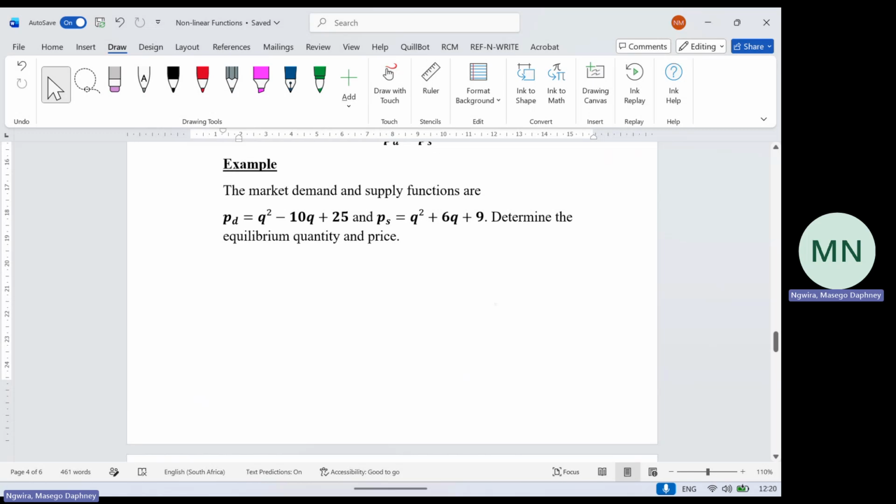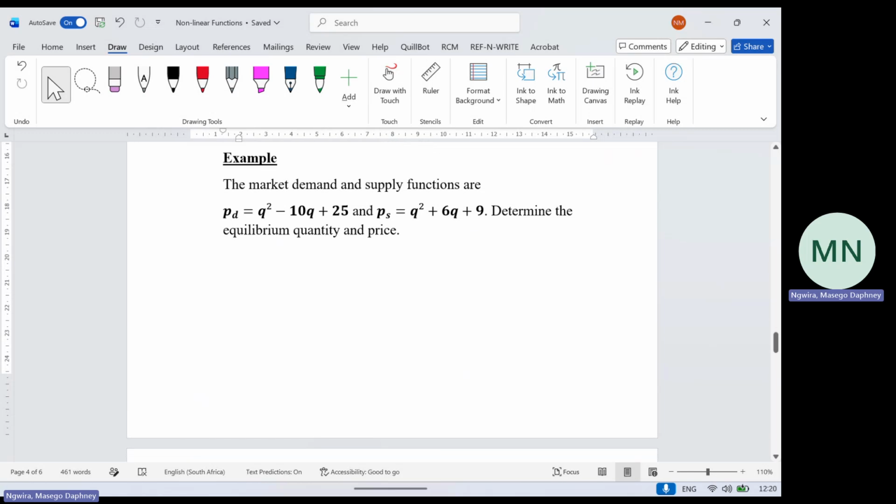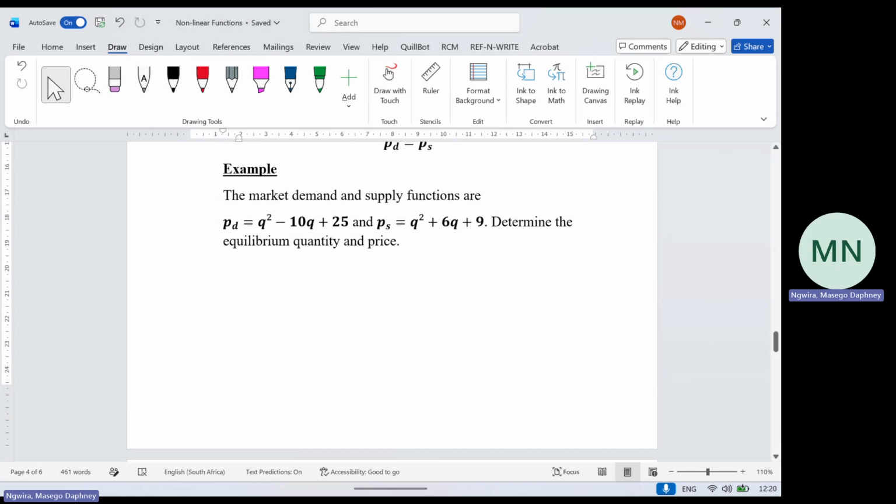So we have an example that's saying the market demand and supply functions are, and we have those two functions. And then they're saying determine the equilibrium quantity and price. You'll notice here, the only difference is a square because we are dealing with a quadratic. With the linear, there's no square, but the procedure is we're still doing the same thing. So we are going to start by equating. I say PD is equal to PS, and then now we substitute.